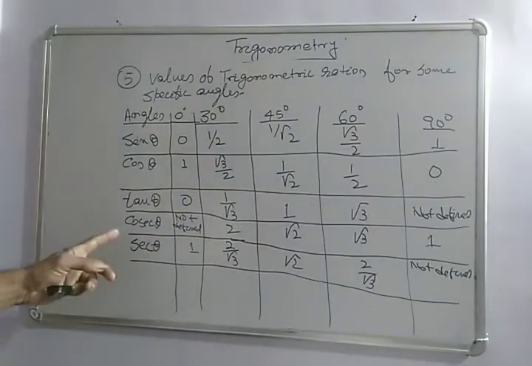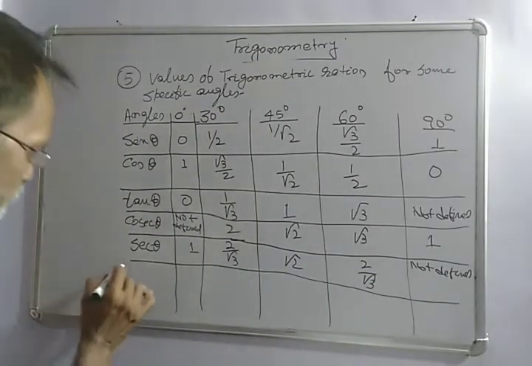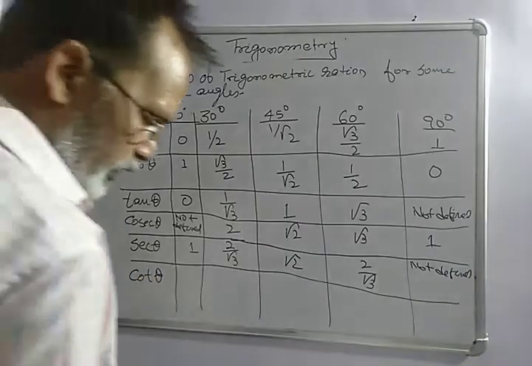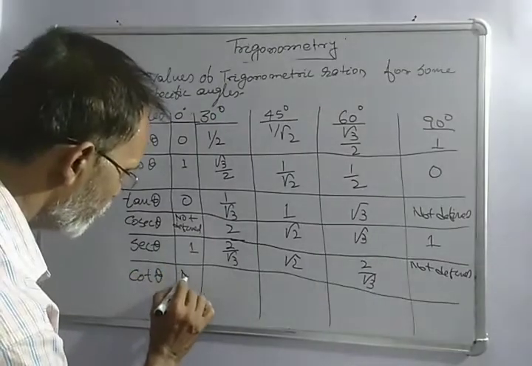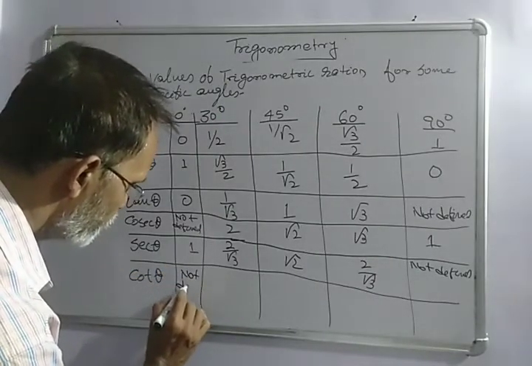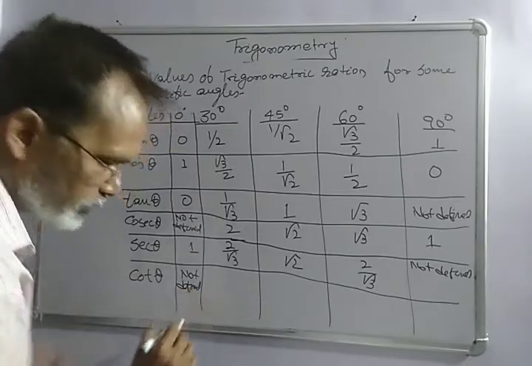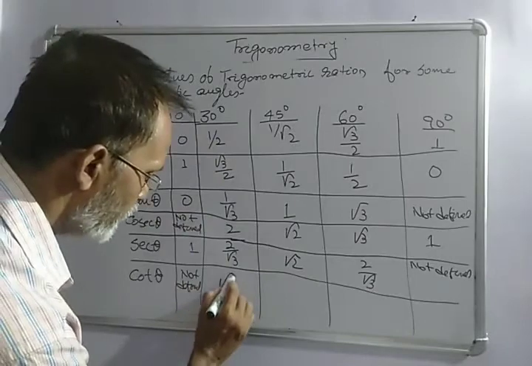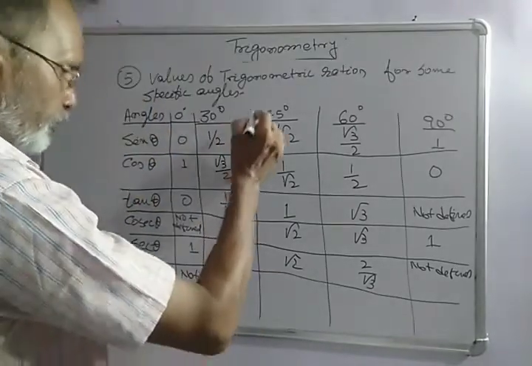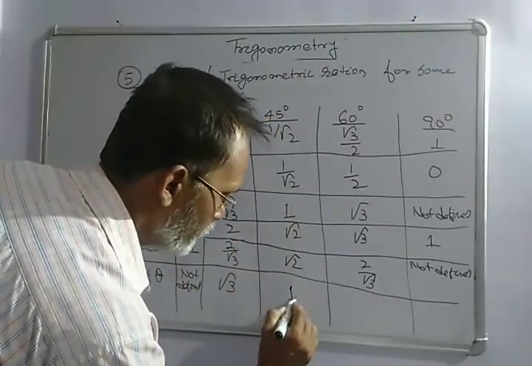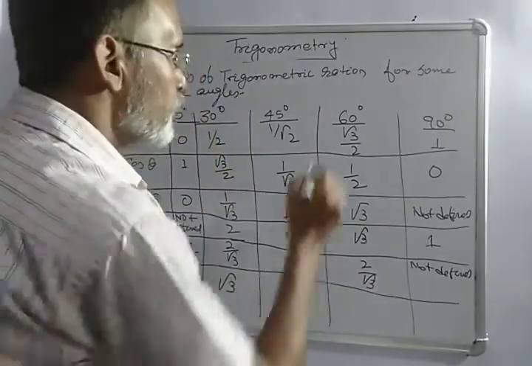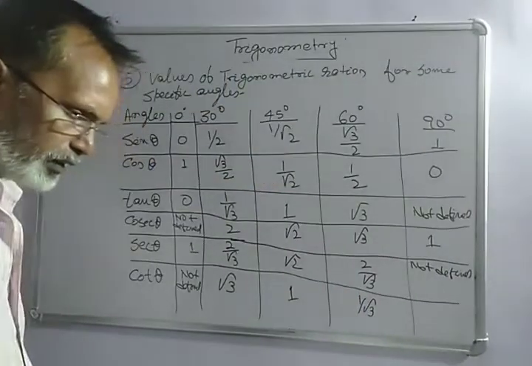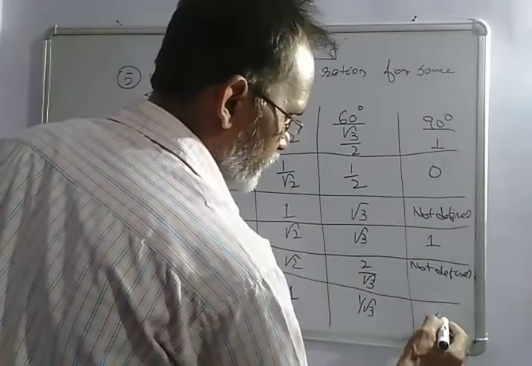Then tan, cosec, sec. Then cot theta. Cot 0 is not defined. Cot 30 is root 3. Cot 45 is 1. Cot 60 is 1 by root 3. Then cot 90 is 0.